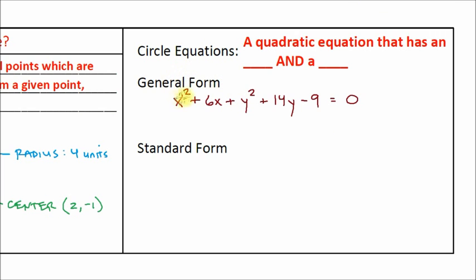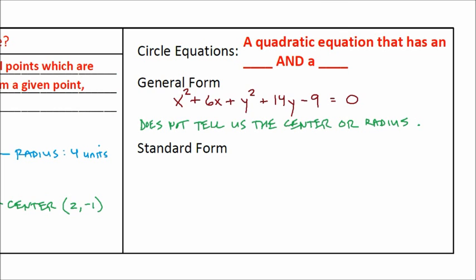Now here's our problem with the general form. It doesn't tell us anything we need to know about the circle. This does not tell us the center or radius. So if you look at a circle equation in general form, it's hard to figure out from this equation what the center and the radius is, and those are the things you need to know about the circle.